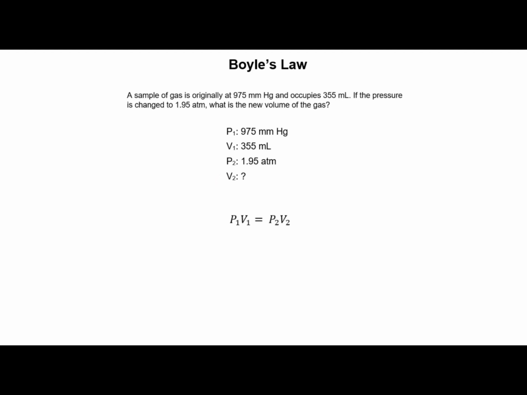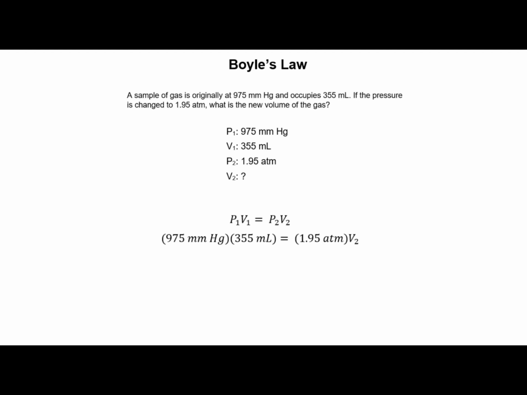Let's use our equation for Boyle's Law and plug in the values we have. So here are the values simply plugged in from my list. You can see we do not have unit agreement. So this pressure is measured in millimeters of mercury and this one is measured in atmospheres. We just need to make sure they're consistent.